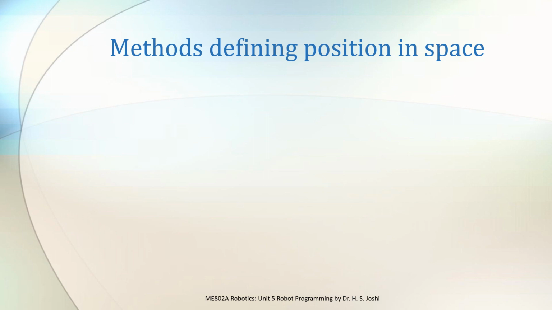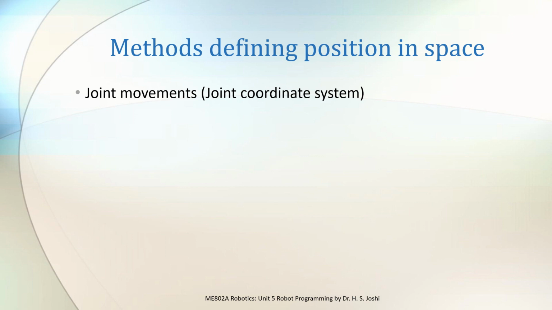So now we'll discuss the different methods of defining positions in space, because we are talking about an actual three-dimensional robot. Defining a point indirectly means defining a position in space. In the case of a robot, there are three types of methods used for defining a position in space. The first one is called joint movement, or typically the joint coordinate system, which we have already discussed in our second unit while discussing robot kinematics.